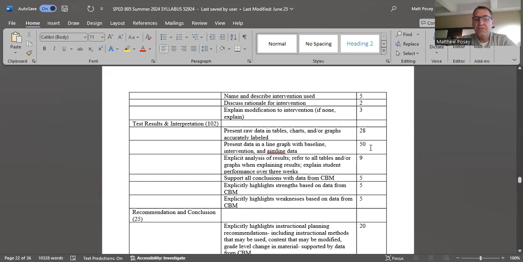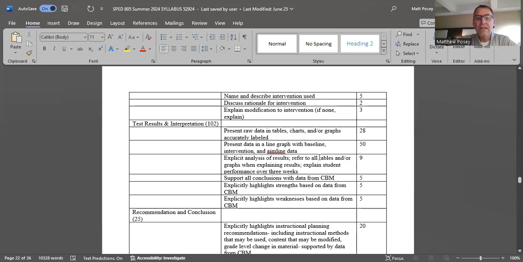If you'll see, it's valued at 50 points. And so the tables, charts, and graphs sections combined are 78 points. So a significant amount of points for this assignment. But please remember, you're adding this new graph that has the baseline, intervention, and aim line. We're trying to get 6 data points after we have established that baseline. Remember, we usually give the probe a couple times, come up with the baseline, and then we want to have 6 data points following that baseline after it's been established.